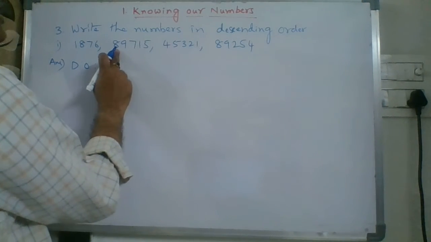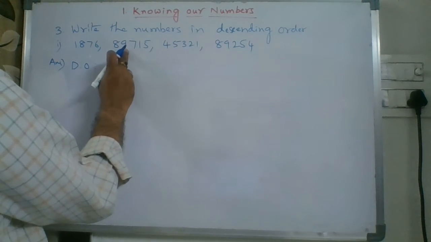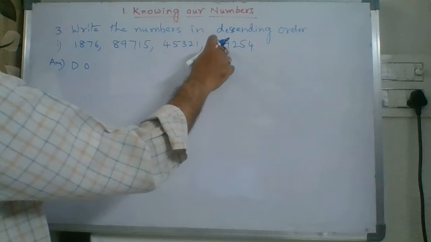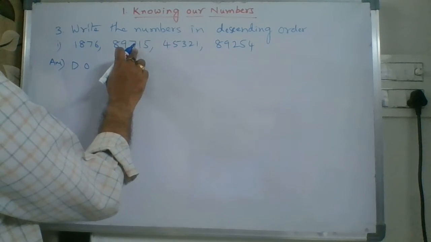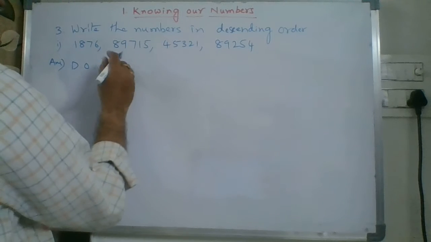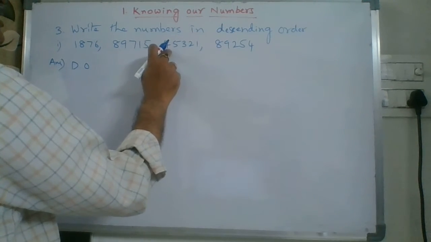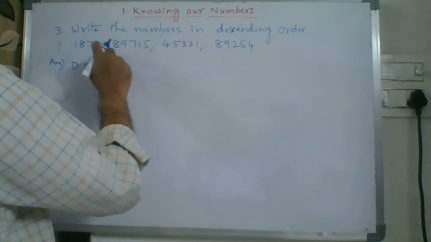Now, this is 10,000s place, this is thousands place. So 89, here also 89, isn't it? Now going to hundreds place, it is 7 here, it is 2 here. So therefore, this is the greatest among these two. And because it is 4 here, it is less than these two.